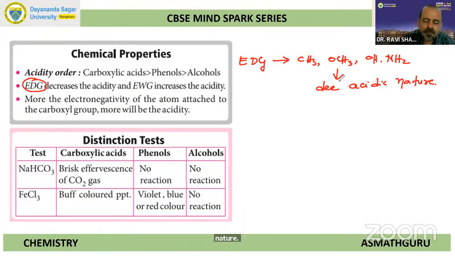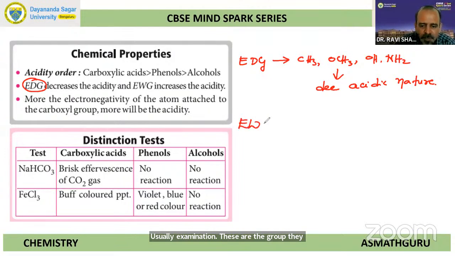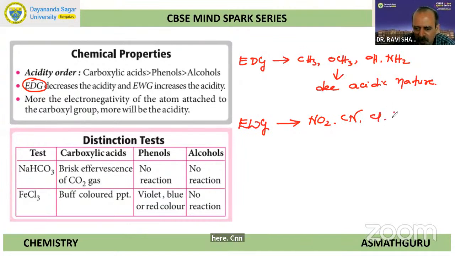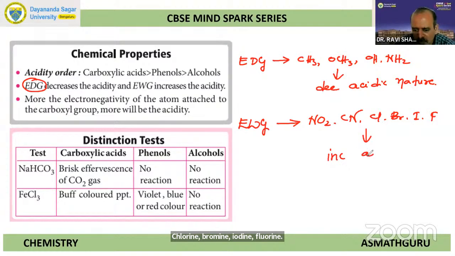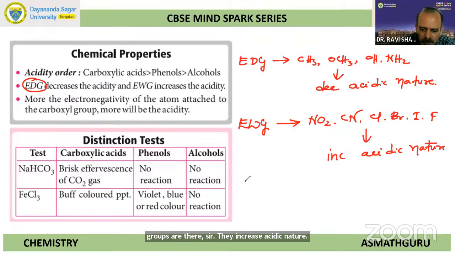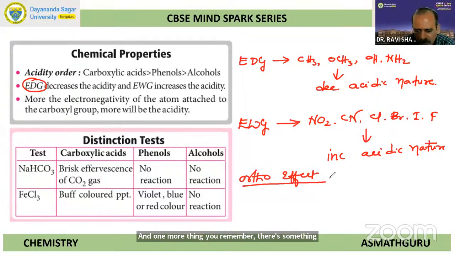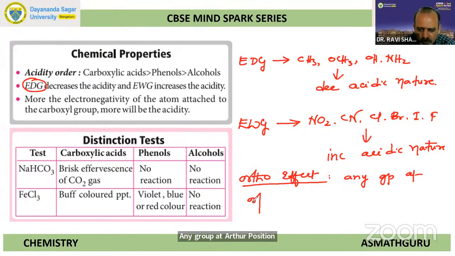Usually in examinations, these are the groups they give. Sir, if an electron withdrawing group is there, what are they? NO2, CN, chlorine, bromine, iodine, fluorine. If these groups are there, they increase acidic nature. And one more thing to remember: there is something called the ortho effect here, where in carboxylic acid, any group at the ortho position will increase the acidic nature.